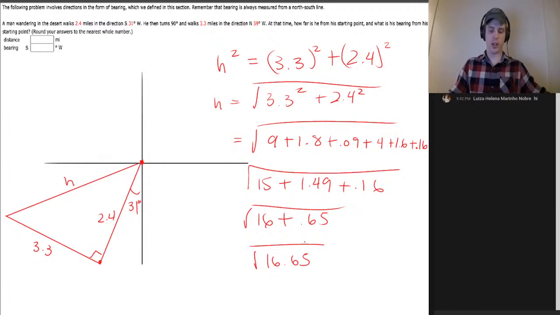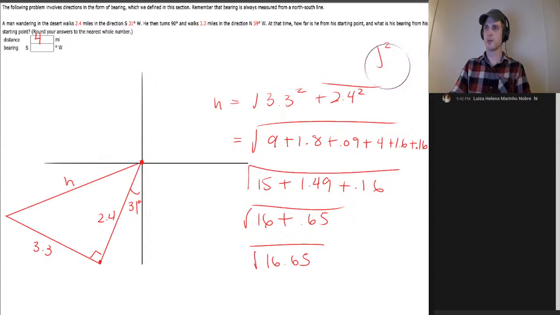I guess I've got to enter it in the calculator anyway, so I'll just put it all in there. 3.3 squared plus 2.4 squared is 16.65, and then we actually want to take the square root of that. Do we have to round? Yeah, we've got to round. So this is 4. That's 4 miles.